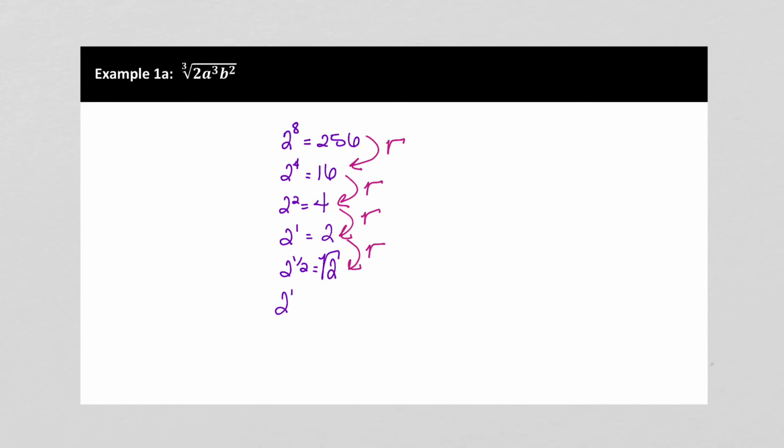If we divide it again, we'd have 2 to the 1/4, and that would be the square root of the square root of 2, or the 4th root of 2. Again, it would be the 8th root of 2, and so forth. So that's kind of an idea of why the roots turn into rational exponents.